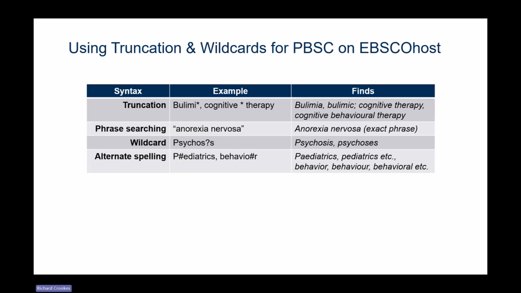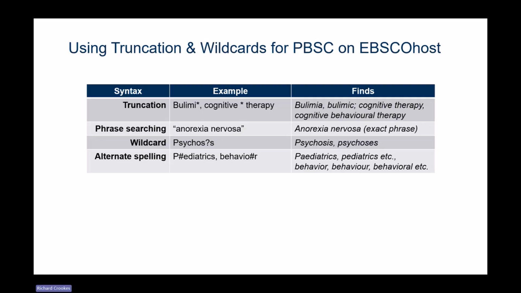But before we get on to one, just to outline the syntax that you'll be using for the interface. So this will be applicable to CINAHL and Medline on the EBSCOhost platform, which some of you may have seen before, and we are looking at it within the context of this database, of course. So for truncation, we use the asterisk or star, so you can truncate words, you can replace the characters at the end of a word. So for bulimia, for example, you can pick up bulimia and bulimic. You can also add the asterisk between terms. So for example, with cognitive asterisk therapy, you would pick up cognitive therapy and cognitive behavioral therapy as well. So you can search multiple terms in that way.